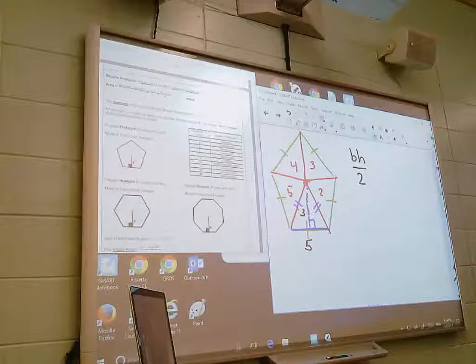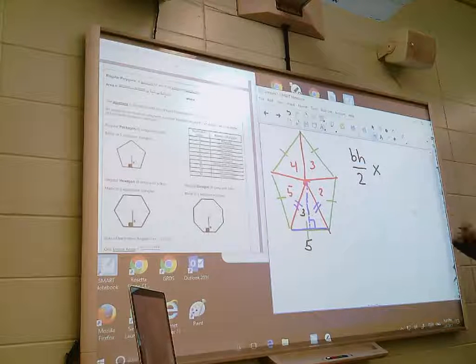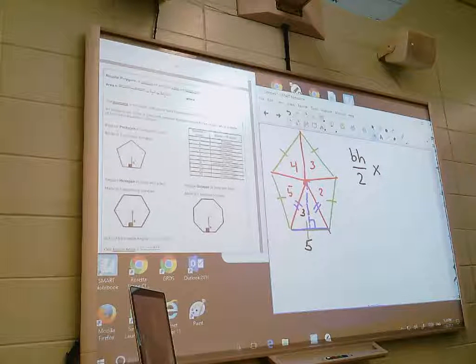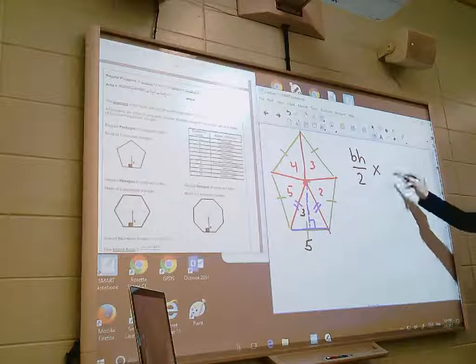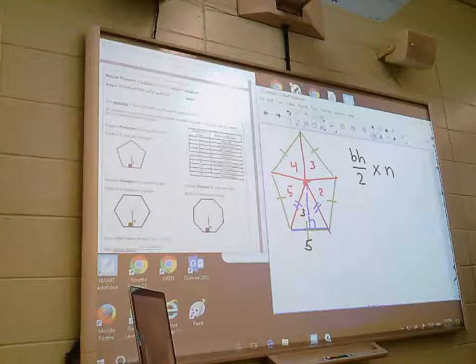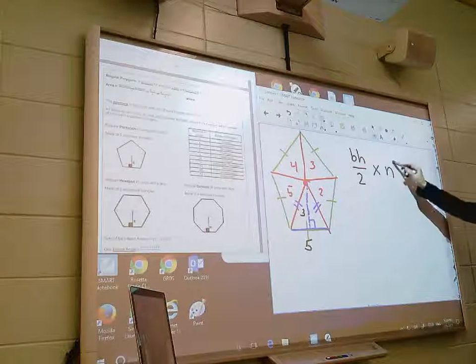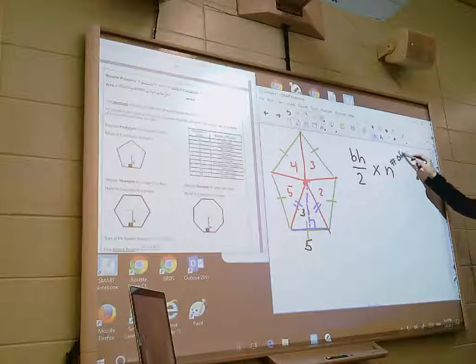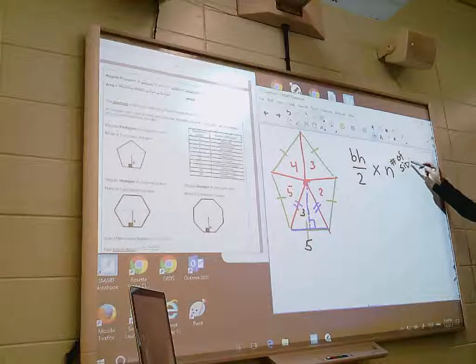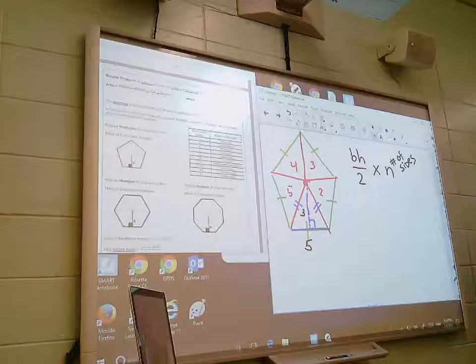You would times it by 5 in this case, but if you didn't know how many sides there was, you would times it by the number of sides, which we're going to use the letter N for. N stands for number of sides. In this case, yes, it's 5.